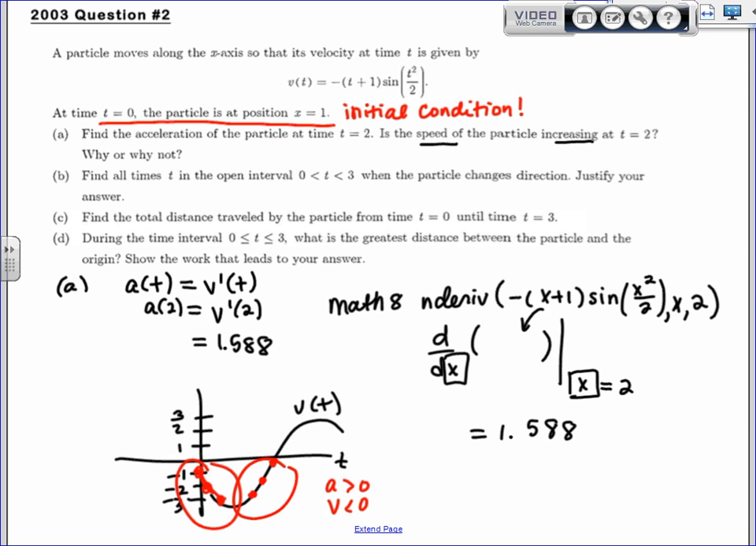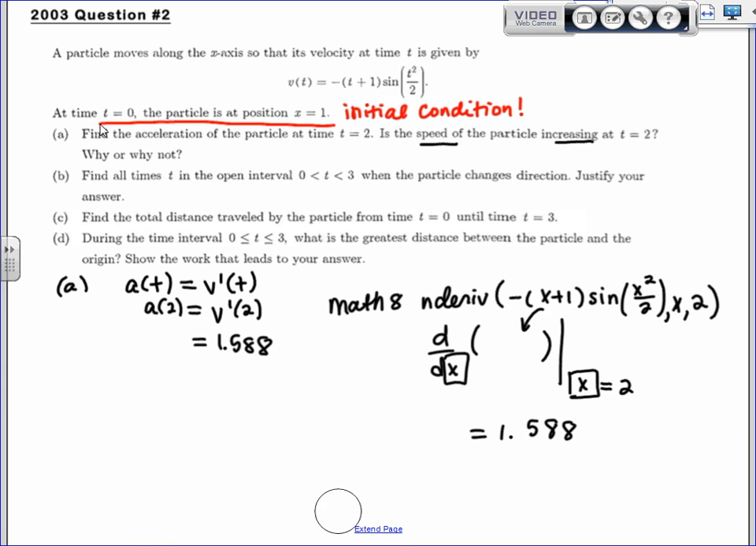What's happening there? The velocity is negative and the acceleration is negative. So I need for both of them to have the same sign. So that's what this question is saying. It's saying, is the speed increasing at time 2? So we need to figure out what the acceleration and what the velocity are at time 2. We just did the acceleration at time 2. It's positive. What is the velocity at time 2?